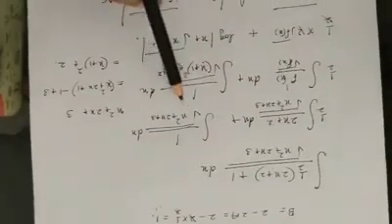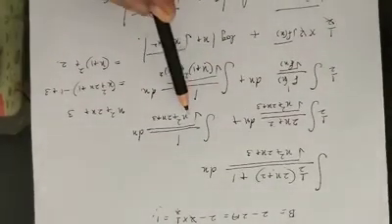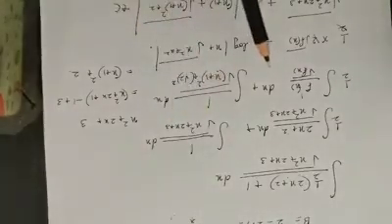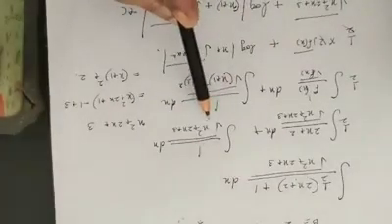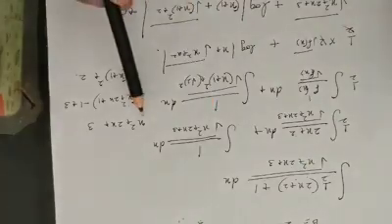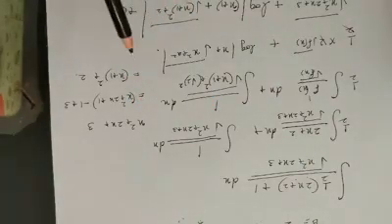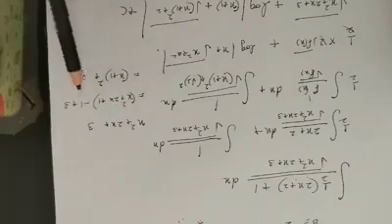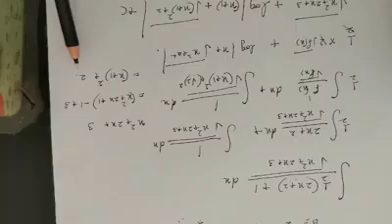What is the fourth type? 1 by a quadratic polynomial. How will you simplify? Convert it into a perfect square. Change the coefficient of x square to unity. Here it is already unity. Then add and subtract half of the coefficient of x whole square. Half of 2 is 1, 1 square is 1. Adding 1, subtracting 1, it becomes x plus 1 whole square plus 2.